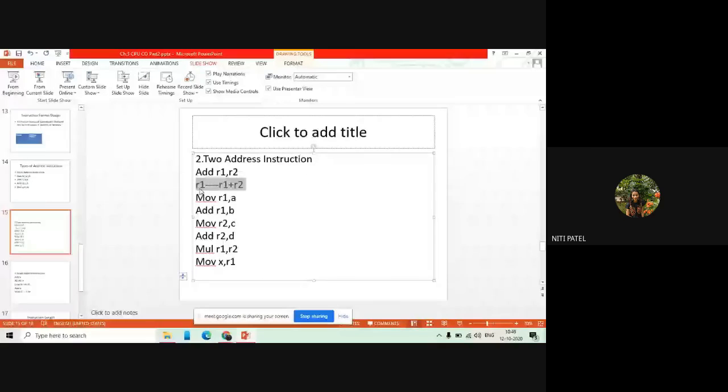Move the contents of A into R1. Add the contents of B with the contents of R1 and store the result in R1. Move the contents of C into R2. Add the contents of D and R2 and store the result in R2. Multiply the contents of R2 and R1 and store the result in R1. Move the contents of R1 into X. This is how I read a two address instruction. Two address means I have two operands, two registers or two addresses.